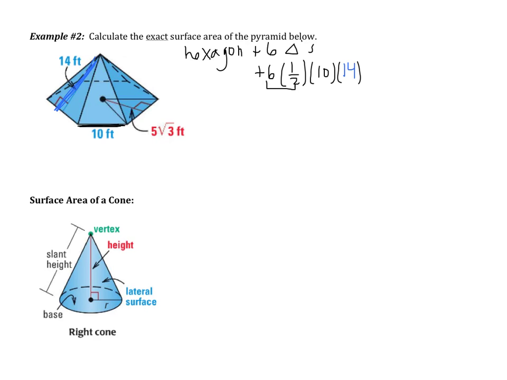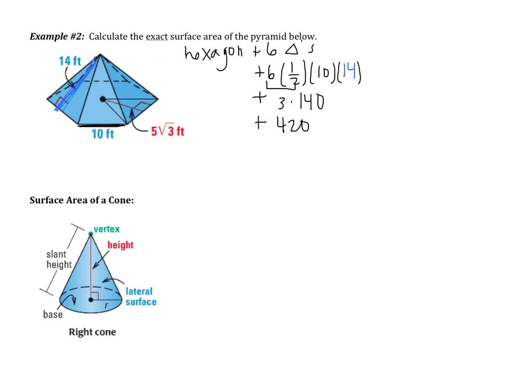Okay, 6 times 1/2 is 3. 10 multiplied by 14 is 140. 3 multiplied by 140 ends up being 420. Okay, so that's those 6 triangles. Now we have to find the hexagon.